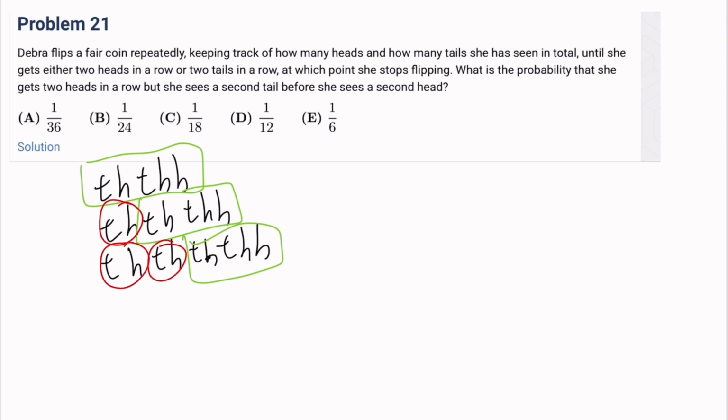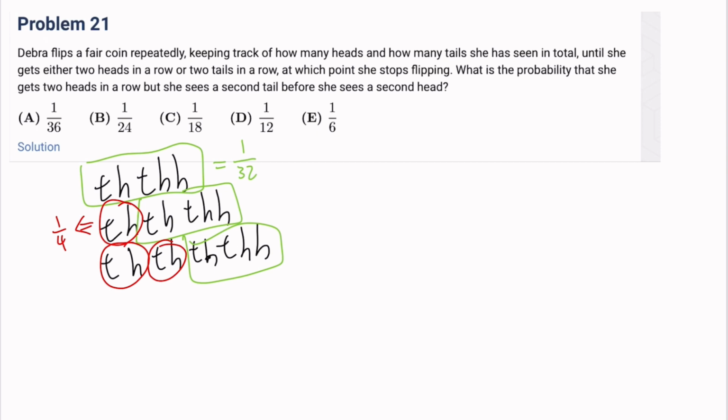And so this first possibility, this is 1 over 32, because 32 is 2 to the 5th power. And this one, this is what we keep multiplying. This is 1 over 2 to the 2nd power, so this is 1 over 4, right? And then what is the probability that she gets 2 heads in a row, and she sees a second tail before she sees a second head?